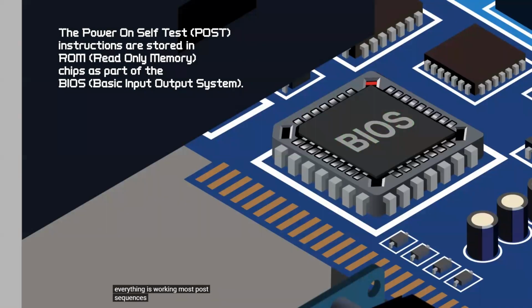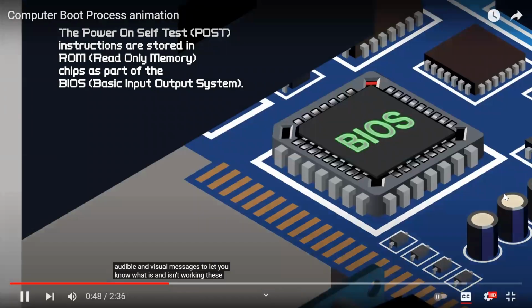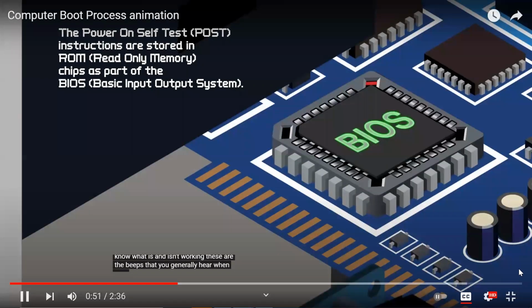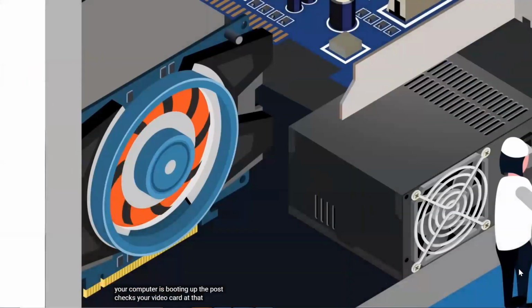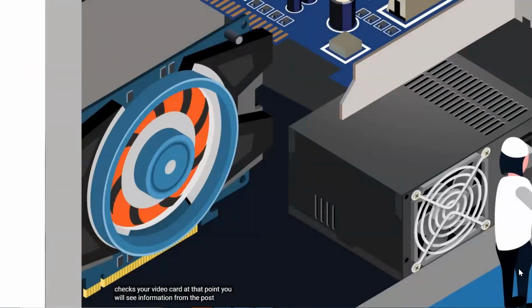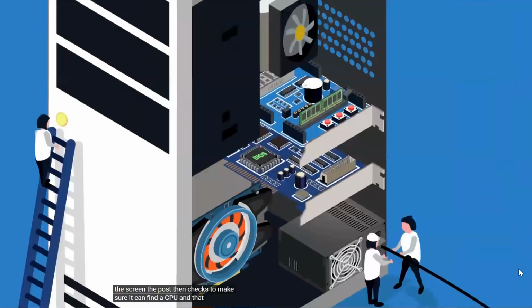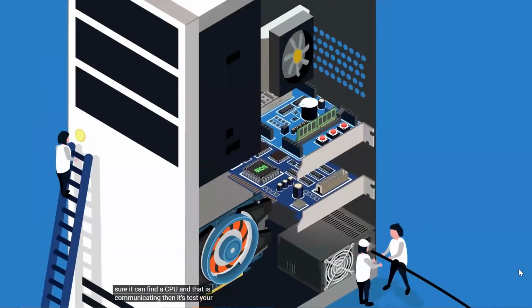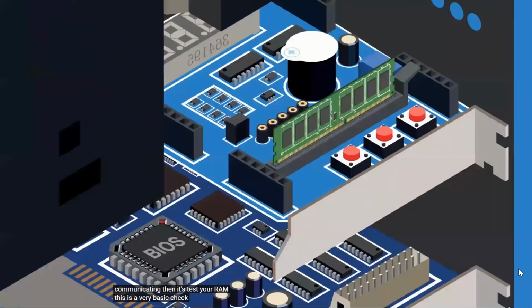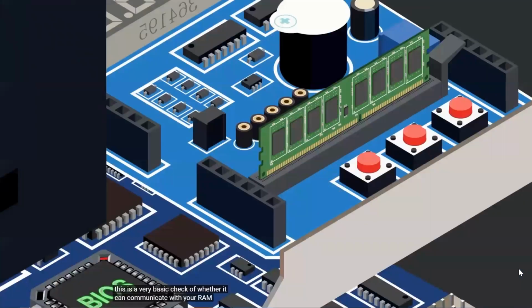Most POST sequences will have a combination of audible and visual messages to let you know what is and isn't working. These are the beeps that you generally hear when your computer is booting up. The POST checks your video card. At that point, you will see information from the POST on the screen. The POST then checks to make sure it can find a CPU and that it's communicating. Then it tests your RAM. This is a very basic check of whether it can communicate with your RAM.